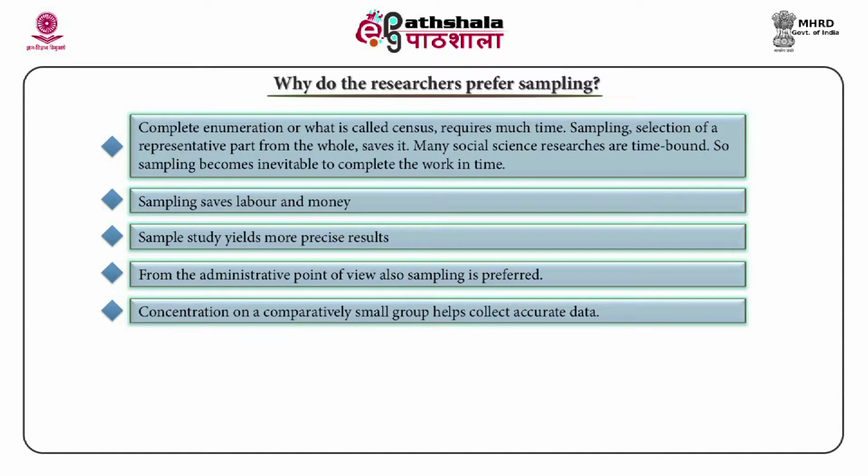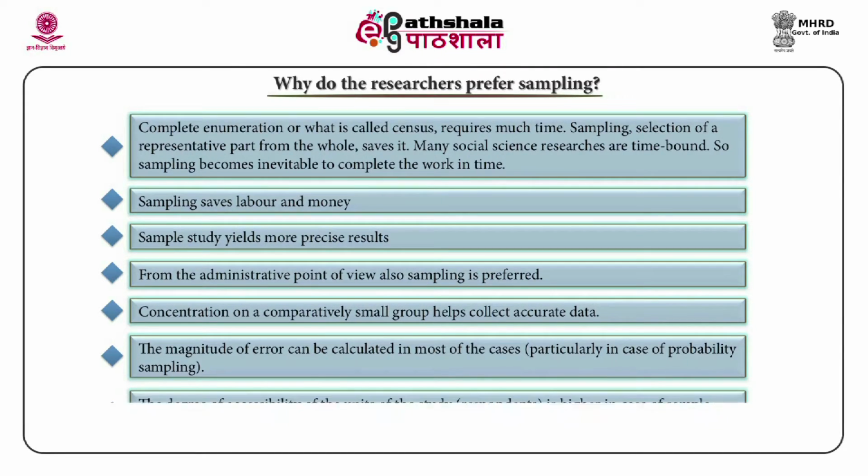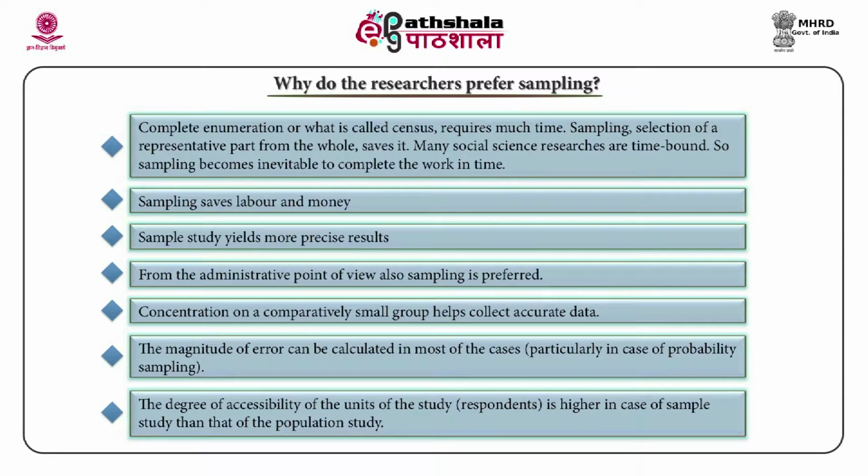Fifthly, concentration on a comparatively small group helps collect accurate data. Sixthly, the magnitude of error can be calculated in most of the cases, particularly in case of probability sampling. Lastly, the degree of accessibility of the units of study is higher in case of sample study than that of the population study, which is often called census.